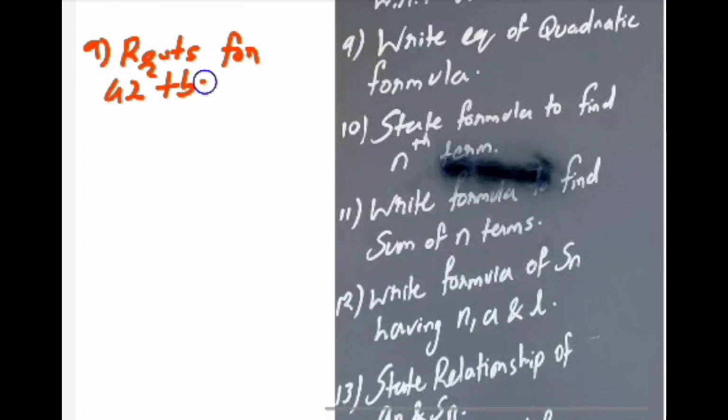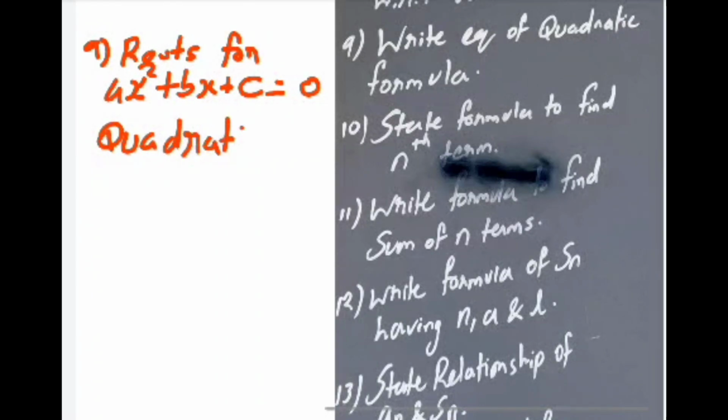Now write equation of quadratic formula. So roots for quadratic equation ax square plus bx plus c is equal to 0. This is quadratic equation. Okay, standard equation. Now we have to write the equation of quadratic formula. So what is quadratic formula?